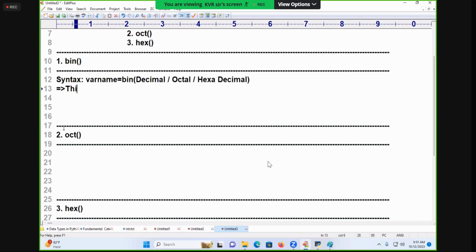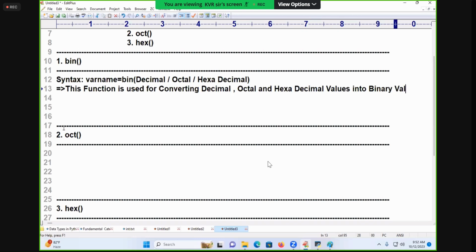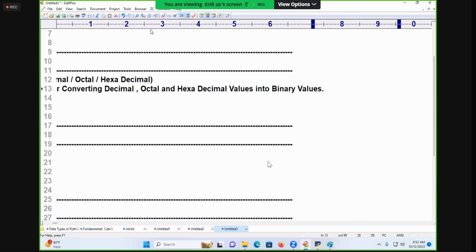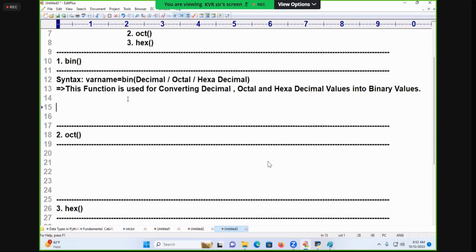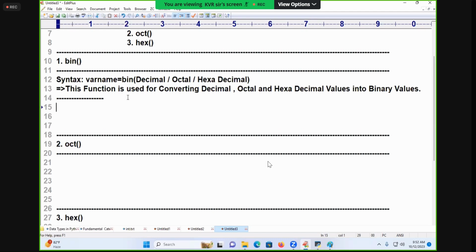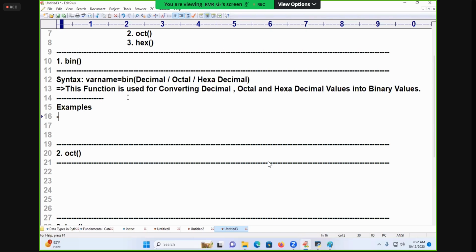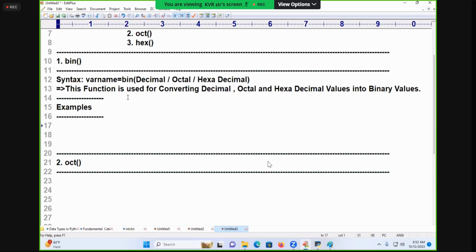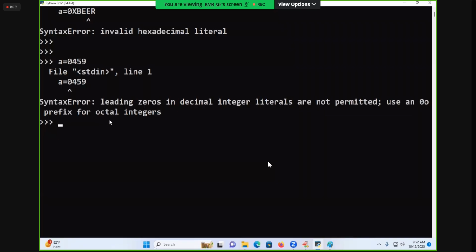This function is used for converting decimal, octal and hexadecimal values into binary values. So how can we take care of that? I will write an example immediately. These questions come in the MCQ part, and especially at the NASSCOM certification level also they are going to come.